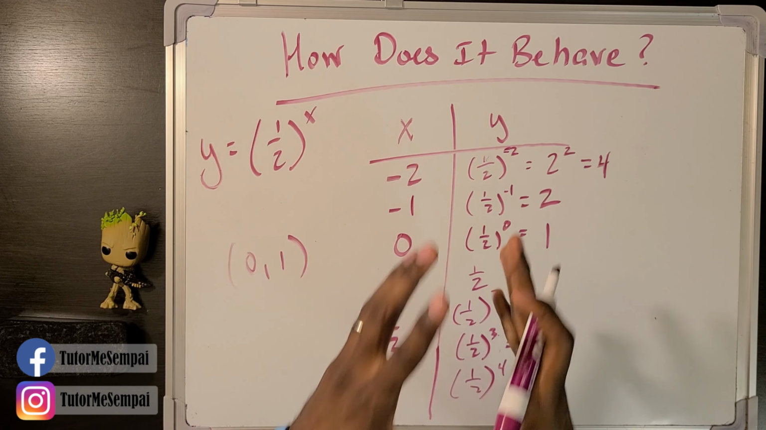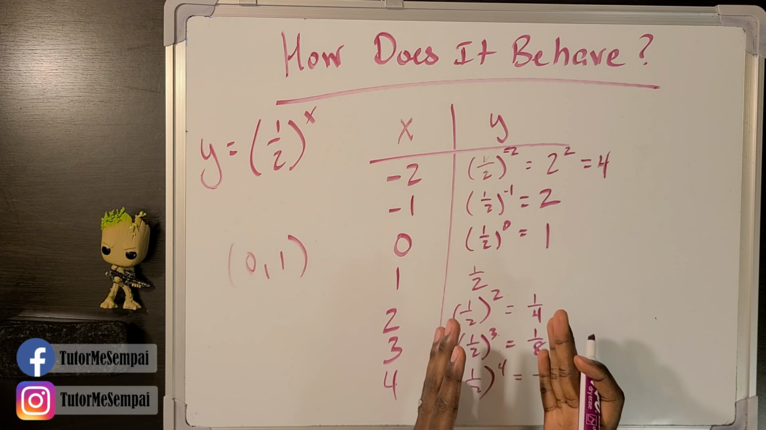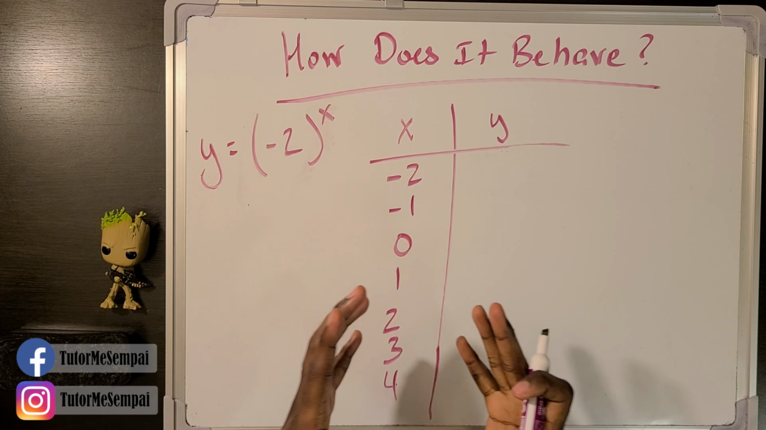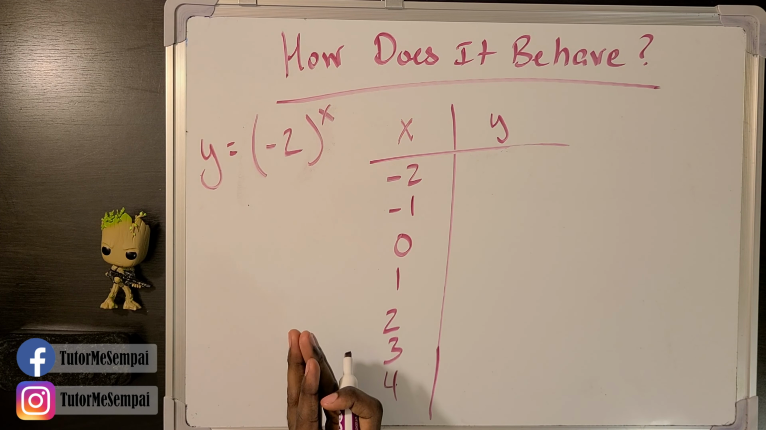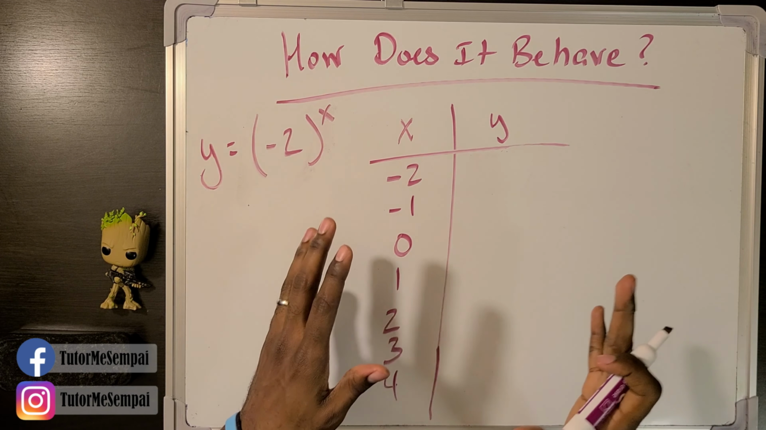Now that we've seen that bases greater than 1 and bases between 0 and 1 result in an exponential function, let's see why negative bases do not. Let's say we have a base of -2. And I'm picking pretty easy numbers because I don't want to confuse you with the concept.